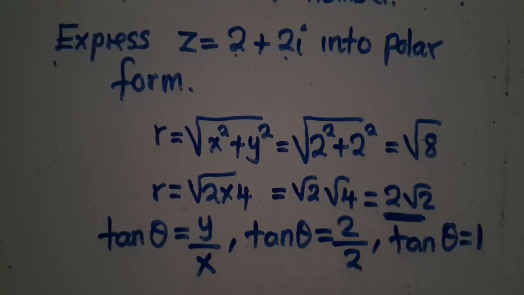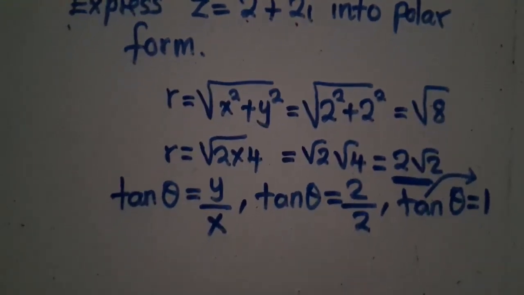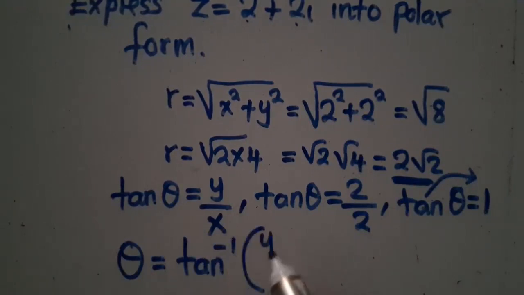Then tan moves to the other side there. So it is like this. If you want, you can just write it here directly. To find the argument, which is the angle, you just say theta is equal to tan inverse of y over x. Just one and the same.